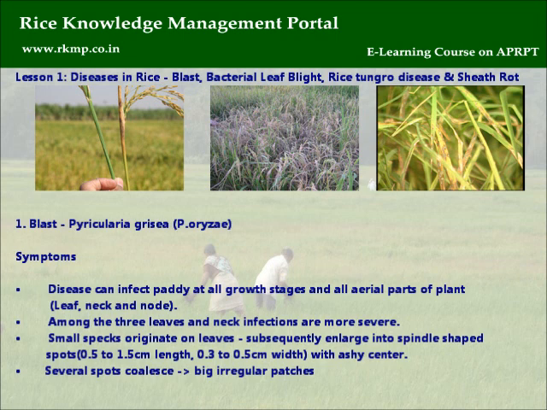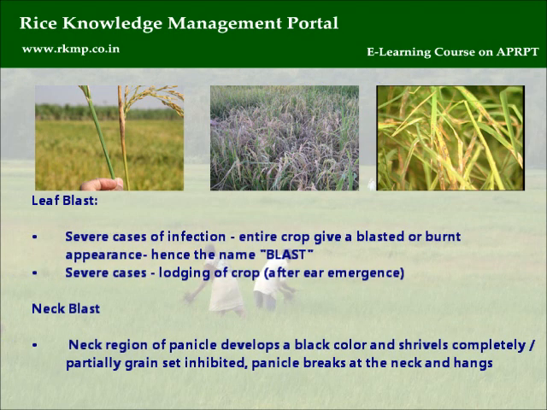Small specks originate on leaves, subsequently enlarging into spindle-shaped spots, 0.5 to 1.5 centimeters in length and 0.3 to 0.5 centimeters in width, with an ashy center. Several spots coalesce into bigger irregular patches. Leaf blast: in severe cases of infection, the entire crop gives a blasted or burnt appearance, hence the name blast. In severe cases, lodging of the crop occurs after ear emergence.